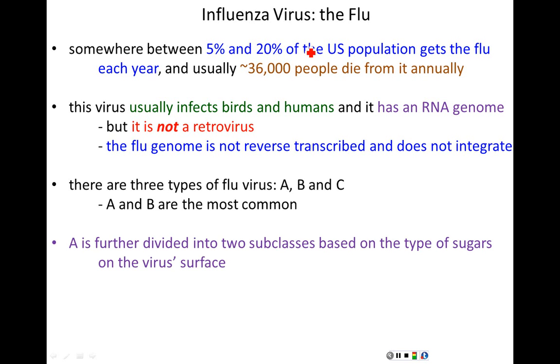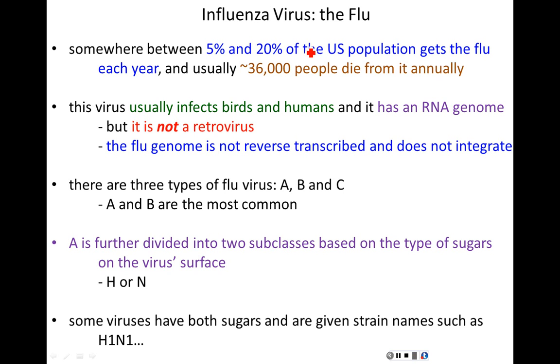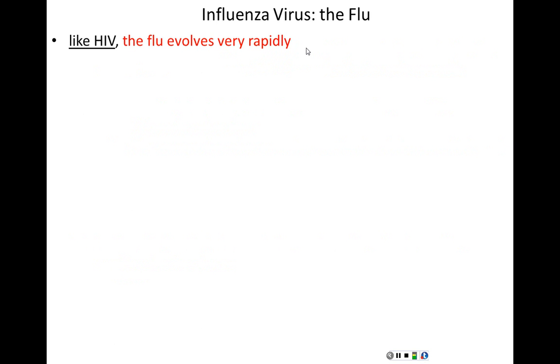A is further divided into two subclasses that are named based on the types of sugars that are displayed on the virus's surface. These sugars are abbreviated H sugars or N sugars. So based on which sugar is there, we give these viruses different names that you may in fact recognize, such as H1N1. When you name a virus H1N1, it's being named because of which sugars are present on which parts of the viral surface. That's what that name represents. But we hear these names in the media, and we associate them with these viral infections.